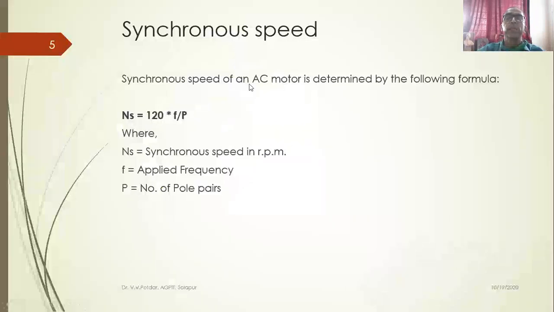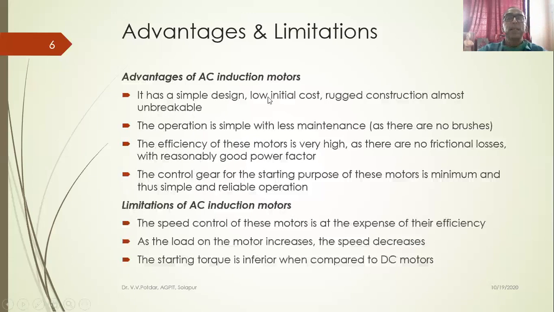The synchronous speed of an AC motor is determined by the following formula. Synchronous speed Ns is equal to 120 into F by P, where Ns is synchronous speed in RPM, F is applied frequency, and P is number of poles. What are the advantages and limitations of this AC induction motor?